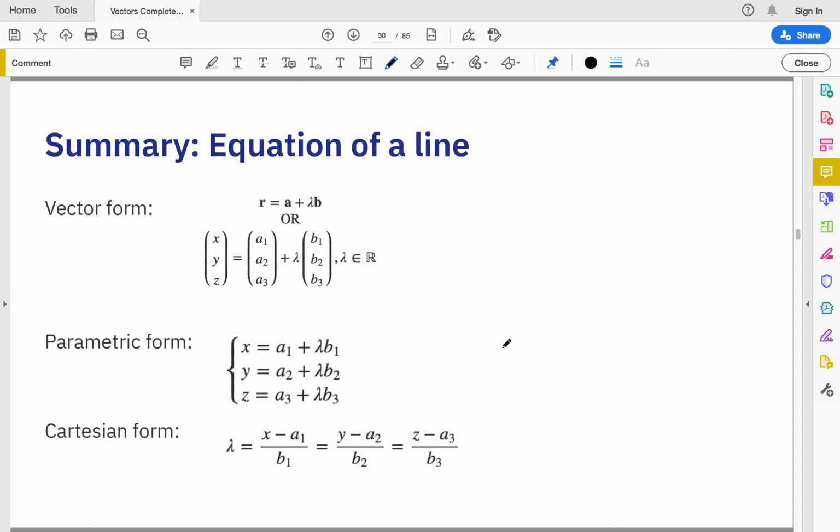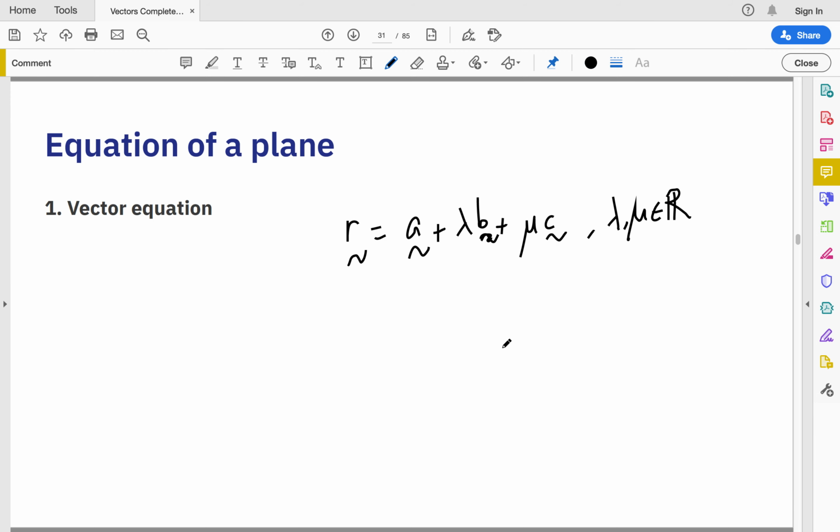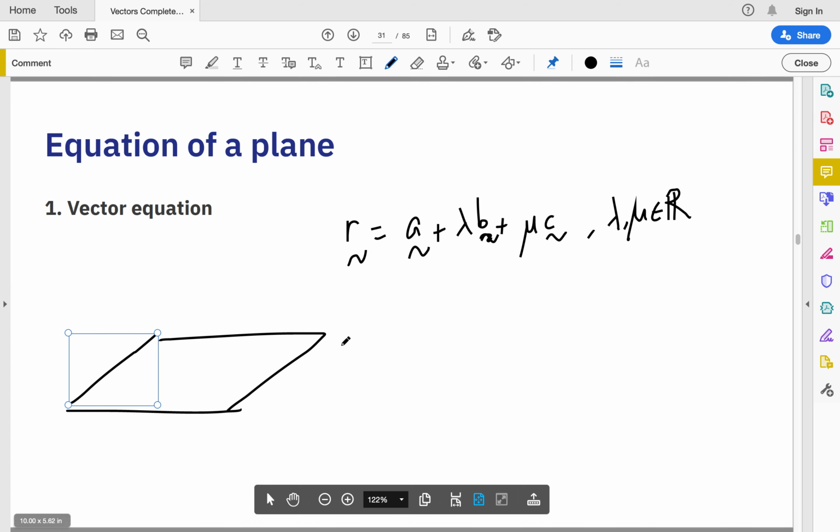Alright, so moving on next to the equation of a plane. Okay, first, what is a plane? A plane is kind of like a piece of paper. A plane can have many vectors on it, but it's basically just a piece of paper.